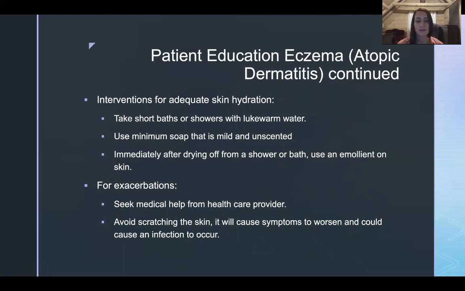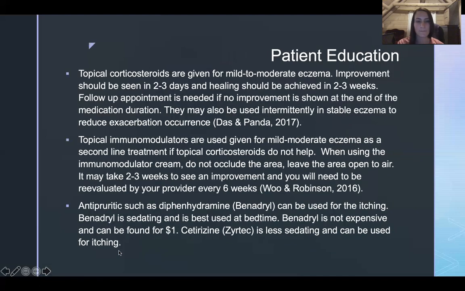When there's exacerbation of eczema, the patient needs to seek medical help from their healthcare provider, and also avoid scratching the skin because it can worsen the symptoms and it can also lead to an infection of the skin.